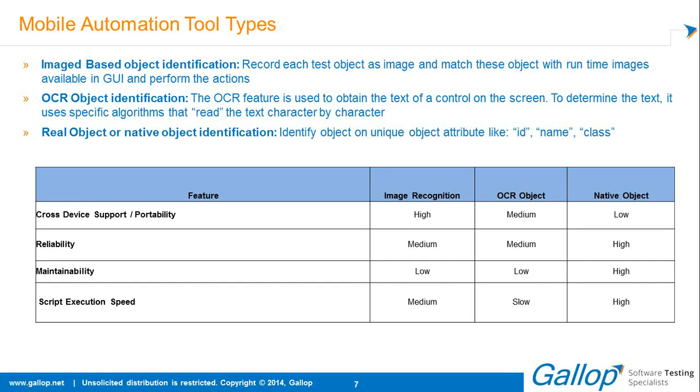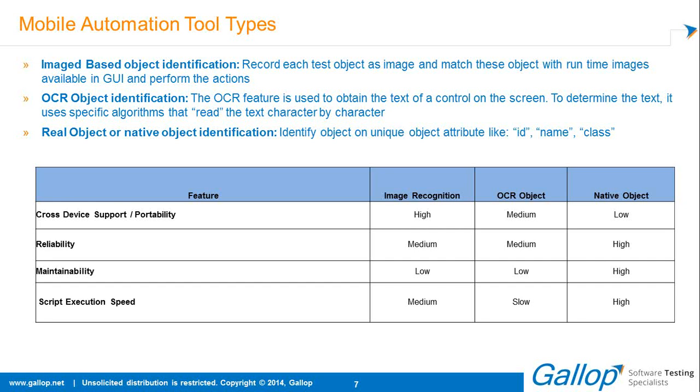Also, it is needless to say, when you pick up a tool that supports a combination of image and OCR, it is still difficult for you to maintain your test automation suite, because the reliability is less and the maintainability effort is too high. So when it comes to native object recognition, all the issues that you see with image and OCR are being addressed with the tools that support native object recognition. So that's at a high level the different types of tools that you have out there in the market, and the differentiation between each of them.